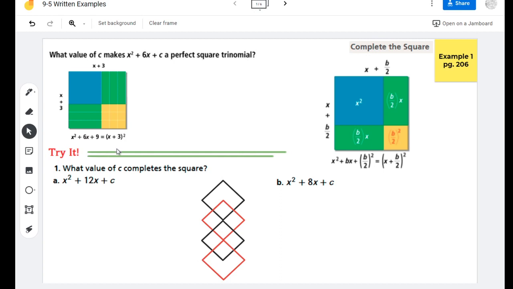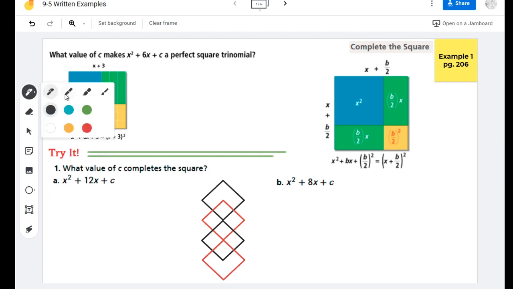I find that this is probably easier to describe with a problem that actually has numbers before I get into this general situation. So let's take a look at this expression. We're trying to find the value of c that makes this a perfect square trinomial. That means we want to be able to write it in the form of x plus some kind of number squared.